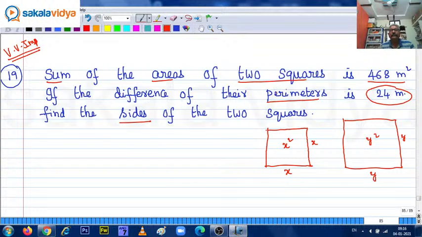And next, difference of perimeter. The perimeter of this one is, say, P1, perimeter means x plus x plus x plus x, 4x. The perimeter of this square is, say, P2, that is 4y. Difference 4x minus 4y is equal to 24. We can find out x minus y. So with the help of x square plus y square is equal to 468 and x minus y equal to 6, you need to establish a quadratic equation in x or in y. You need to solve for x. Obviously you will get y. So both the sides of the squares can be evaluated.